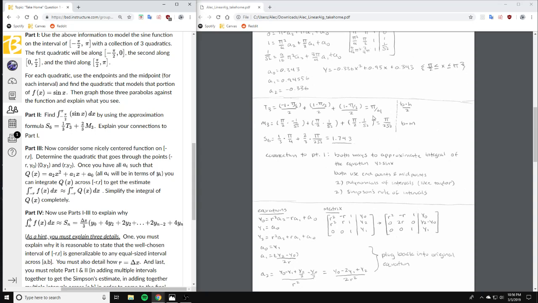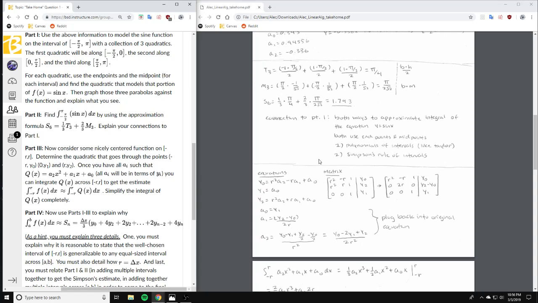But next, we're moving on to part 3, where we're trying to find a general formula of the quadratic equation. It's kind of similar to what we did in part 1, except now, instead of the predetermined ones and the predetermined function of sine x that she gave us, we're using an interval of -r to r with 0 as the center.